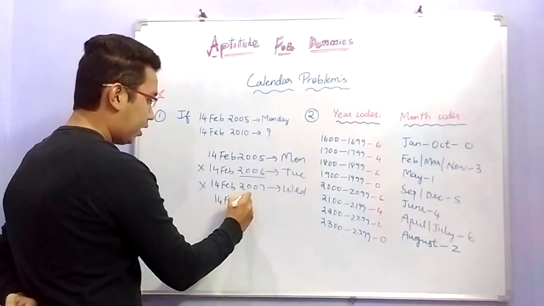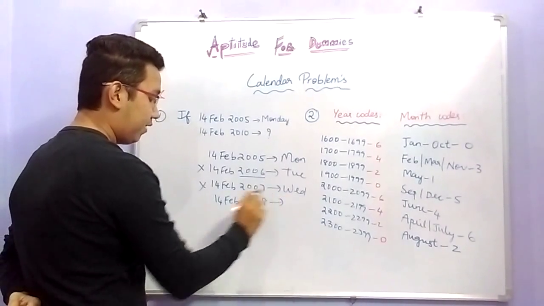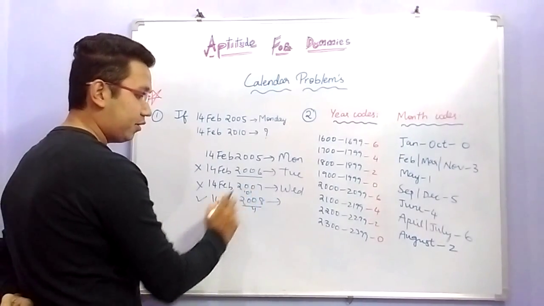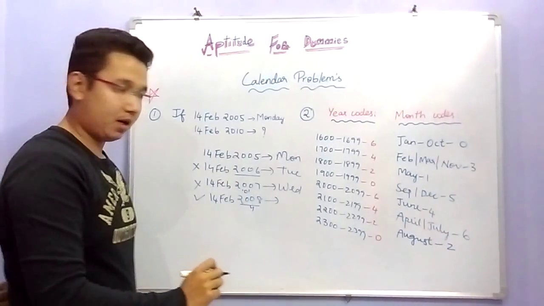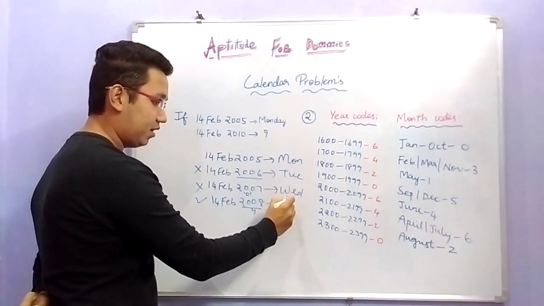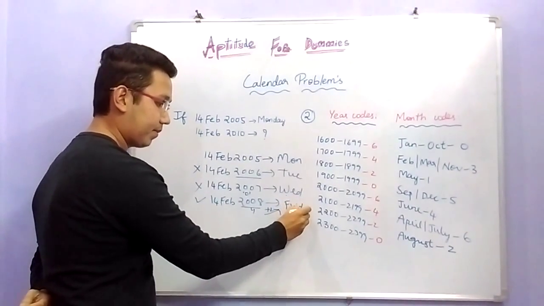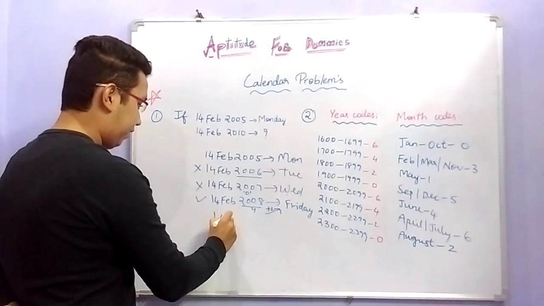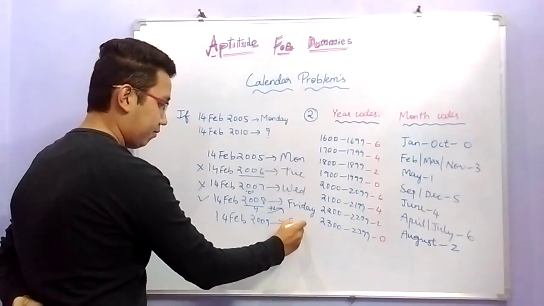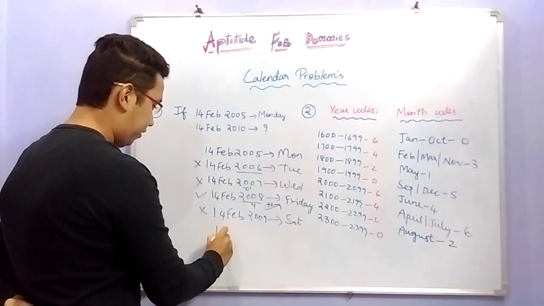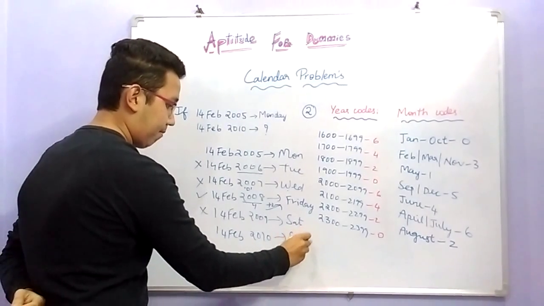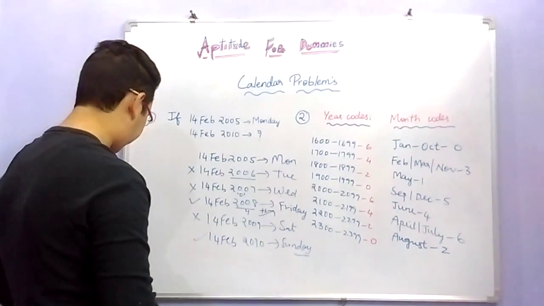14th February 2008 will be on, I think this is a leap year because if I divide it by 4, I get remainder as 0. So whenever we have a leap year, we increment the days by 2. That is Wednesday, leave Thursday, and this will be on Friday. Now 14 February 2009 will be on Saturday because it is not a leap year, and 14 February 2010 will be on Sunday, which is our answer.